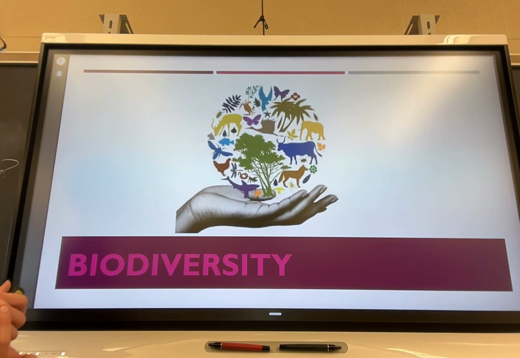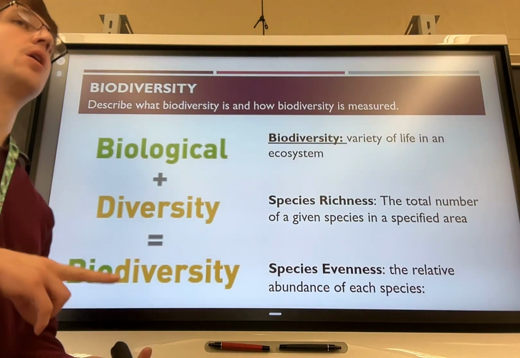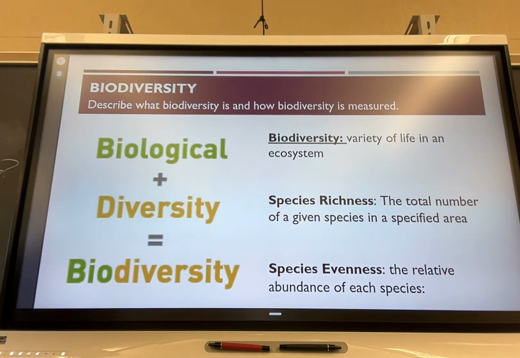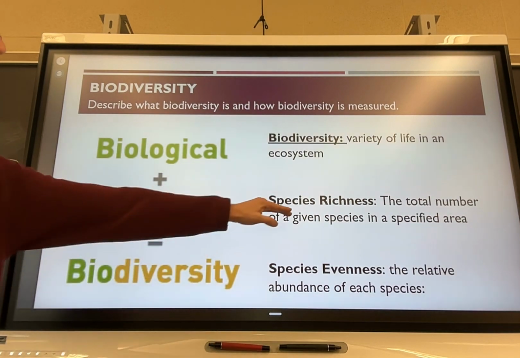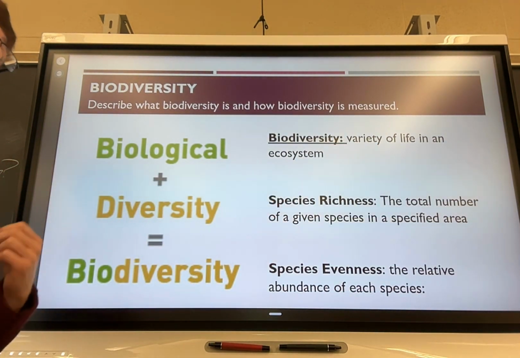So the first thing to talk about is biodiversity. Biodiversity is the variety of life in an ecosystem. So all of the plants, all of the animals, all of the bacteria, all of the single-celled organisms, all of those are going to tie into the biodiversity. What different species do we have in this ecosystem? We can measure this in a couple ways. Species richness, which is the number of species in a specified area, and species evenness, which is the abundance of those species.